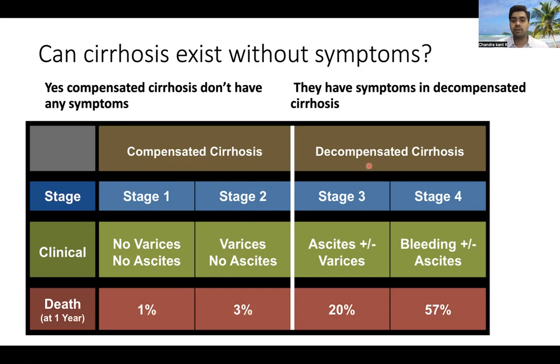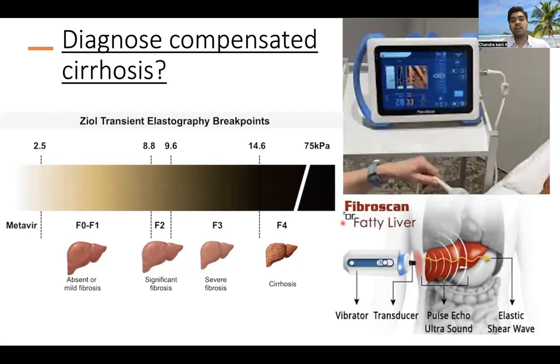On the contrary, when we see the decompensated, there are symptoms, and they have abdominal fullness, and the veins are dilated in the esophagus, and the death risk at 1 year is 20%. That is 1 in 5 die, and in stage 4, 1 in 2 die. It is nearly 50%.